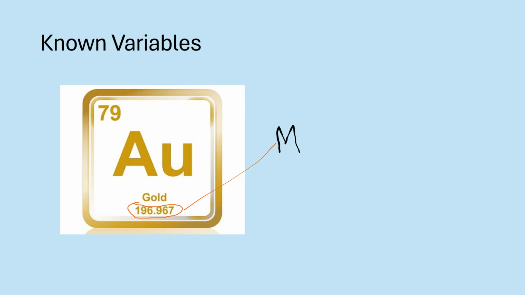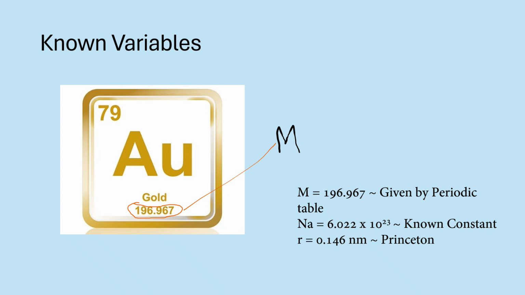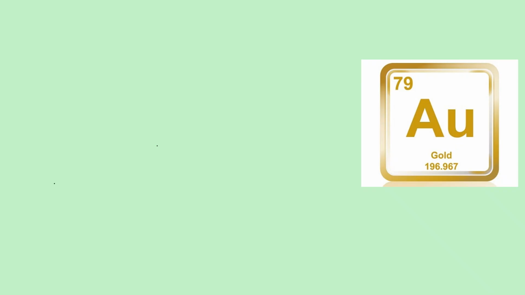All right, so there are 3 variables we need in order to solve this problem. The first one we already know, just from looking at the periodic table, is 196.967 grams per mole. That is big M. The second and third are Avogadro's constant, which is a known constant, and R, which is 0.146 nanometers, which I got from Princeton. All right, given all the information we need, we can finally solve this problem.